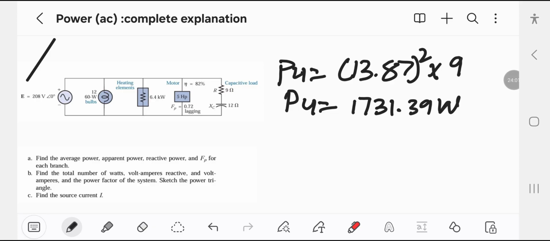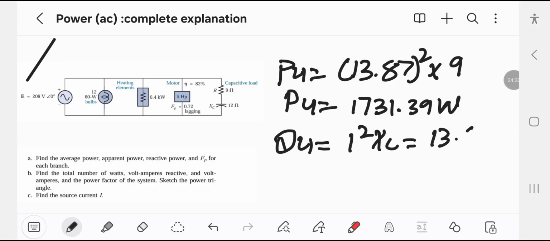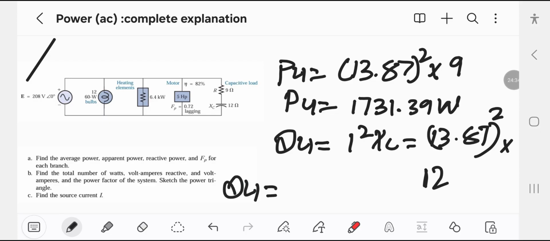Now for reactive power, we will again use the formula of this. If we put all the values here, which is 0.87 cross 12, which is equal to 8.52 volt ampere reactive.